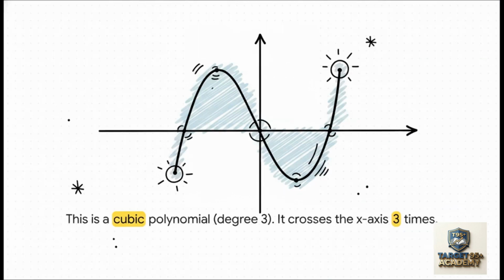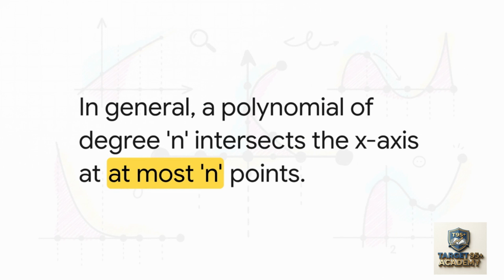Okay, let's look at a cubic polynomial now. That just means its highest power is 3. Look at its graph. It's like a little roller coaster. Just count with me. How many times does it cross that flat x-axis? 1, 2, 3 times. So can you guess how many zeros it has? Yep, 3.